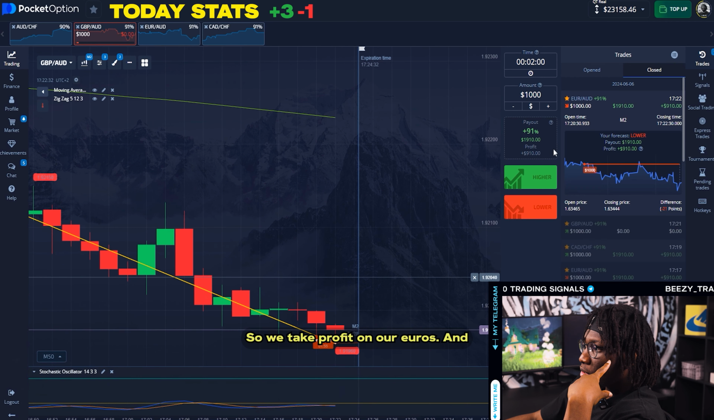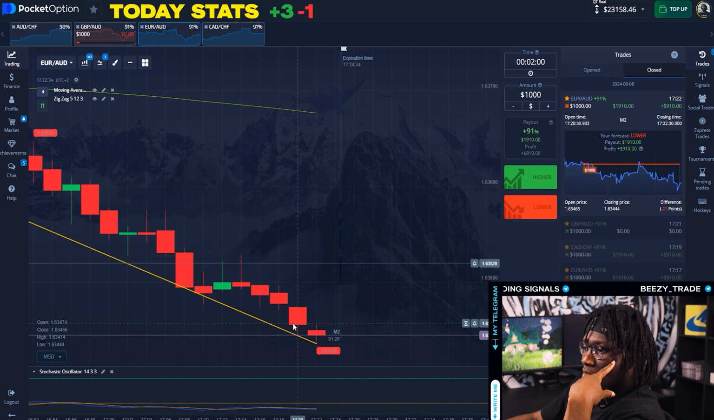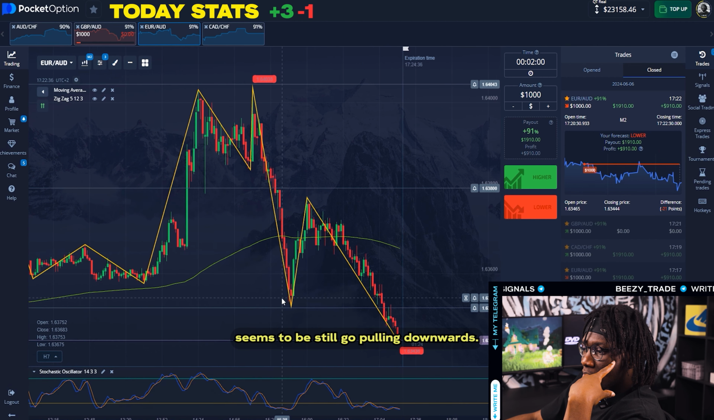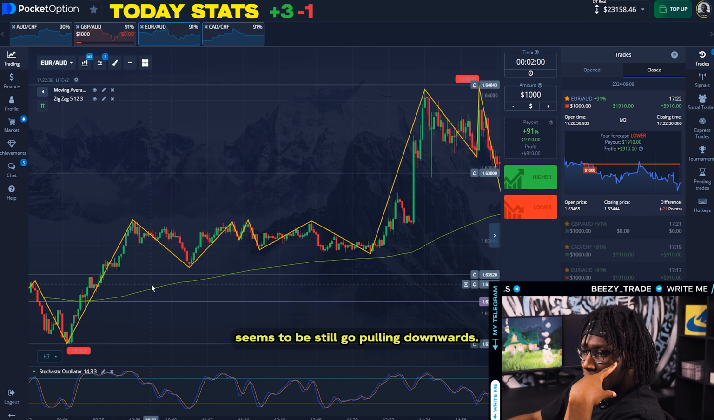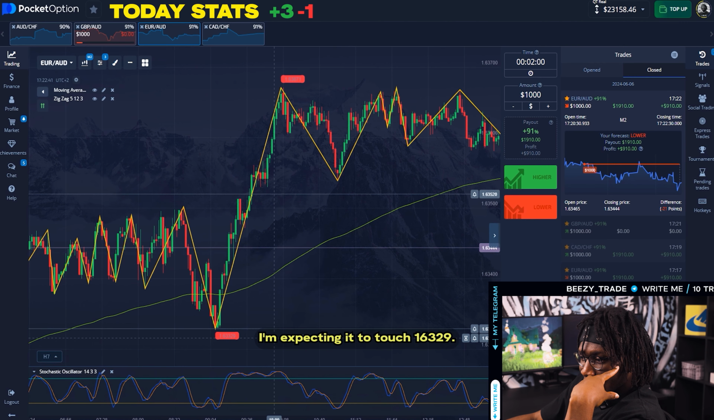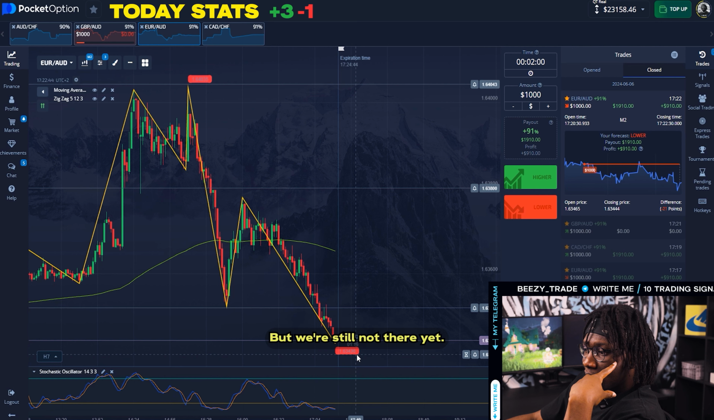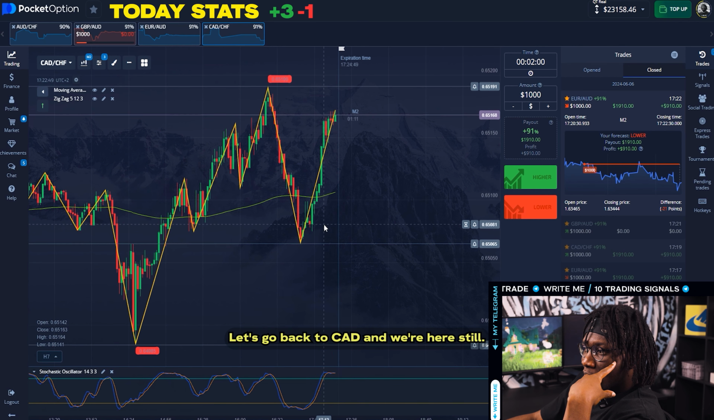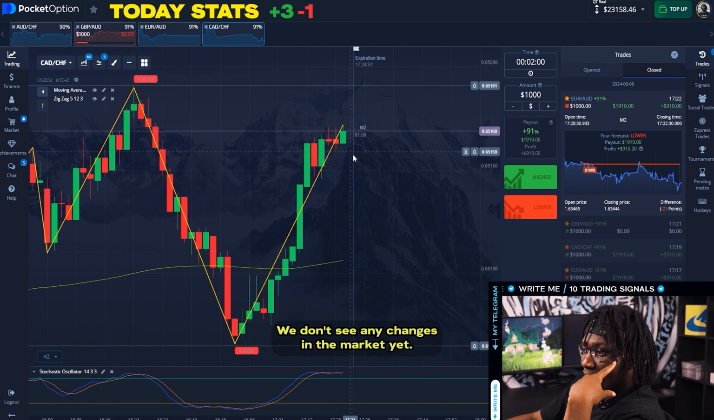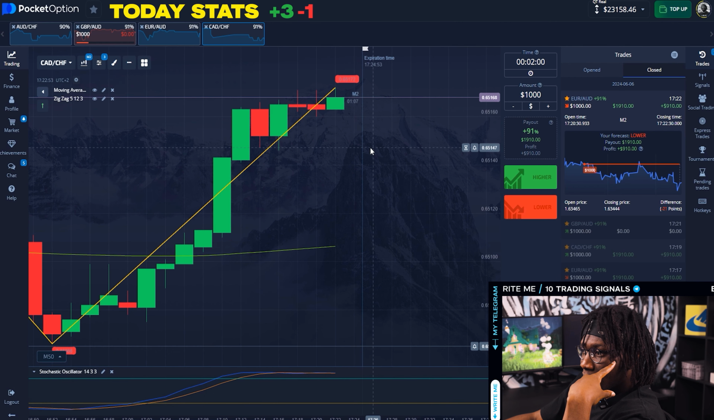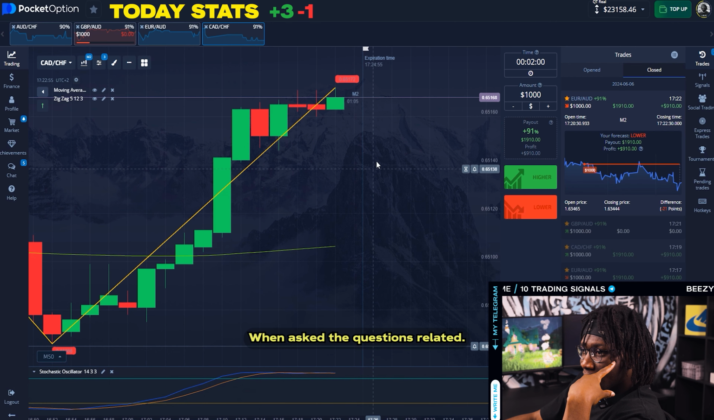So we take profit on our euros, and AUD really seems to be still pulling downwards. We're expecting it to touch 16329, but we're still not there yet. Let's go back to CAD. And we're here still. We don't see any changes in the market yet. We're flatlined on our stochastic oscillator.